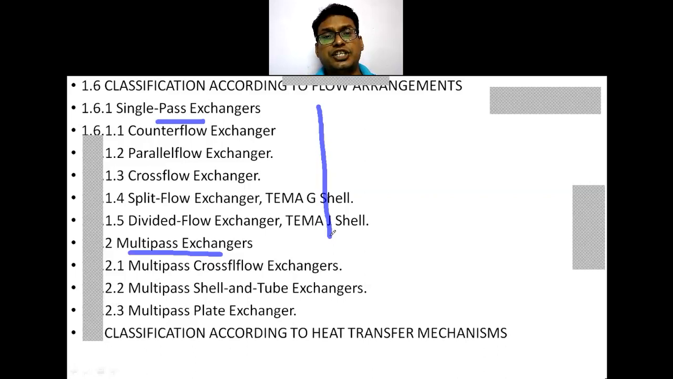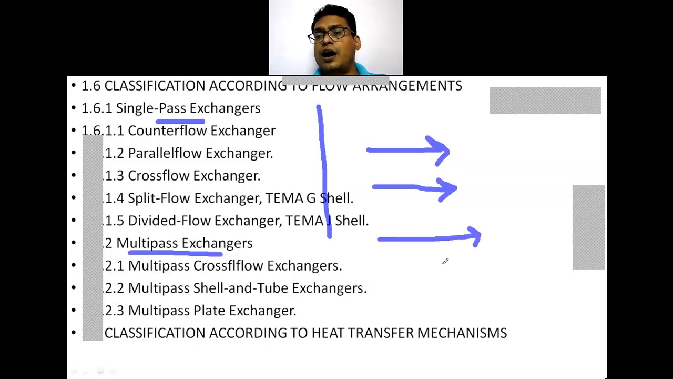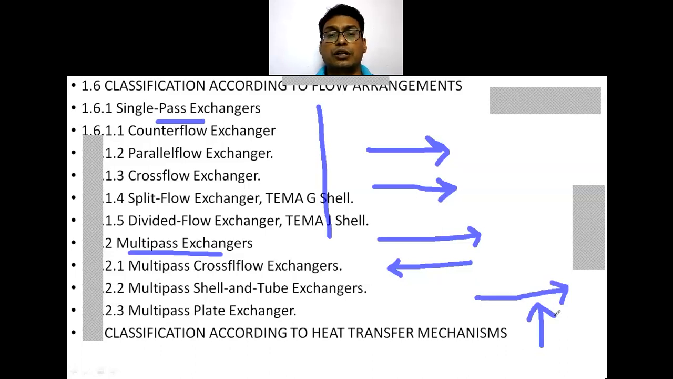In case of a single pass heat exchanger, we are having the counter flow exchanger, parallel flow exchanger, and a cross flow exchanger. What is a parallel flow exchanger? Both the fluids, they are in one direction. In counter flow exchanger, they are in the opposite direction. And in the cross flow exchanger, they're perpendicular to each other.